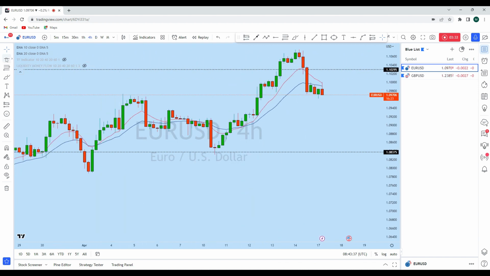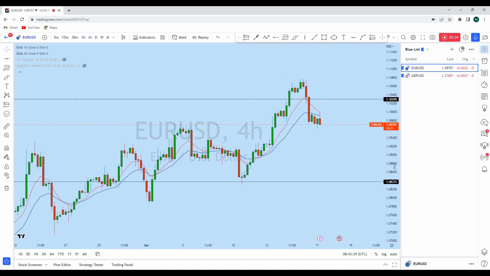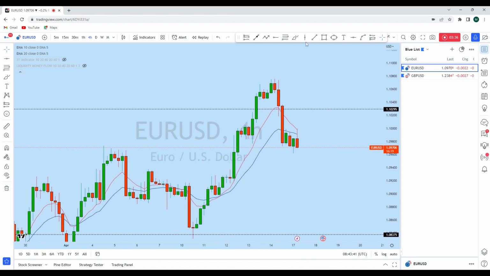Now from the lower time frame perspective, this is the 4 hour time frame on Euro dollar. We see that there is a strong impulse from this zone during this news announcement.